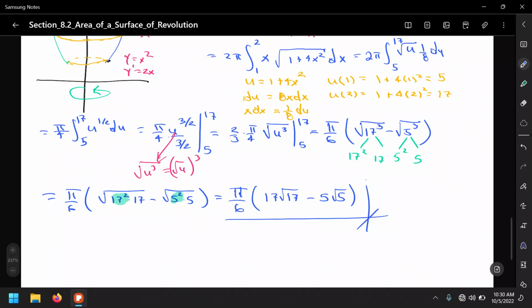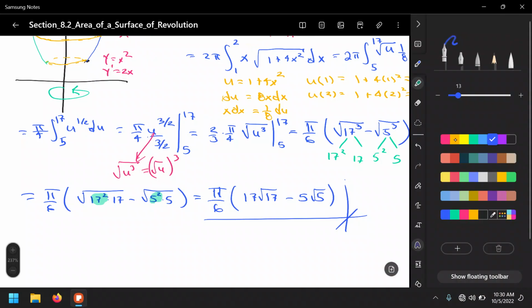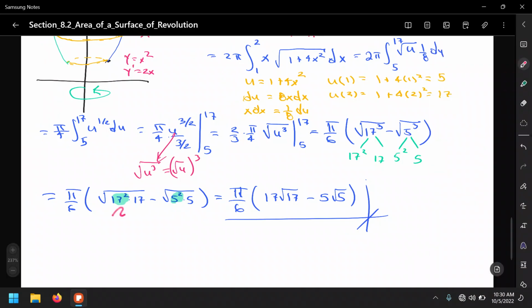Well, again, how did I get this? Essentially I'm using the product rule of radicals. The product rule says, in this case, the square root of 17 squared times the square root of 17. The radical cancels the square, and that's 17 root of 17. So that's how we got that part. All right, that's the first part of the problem.